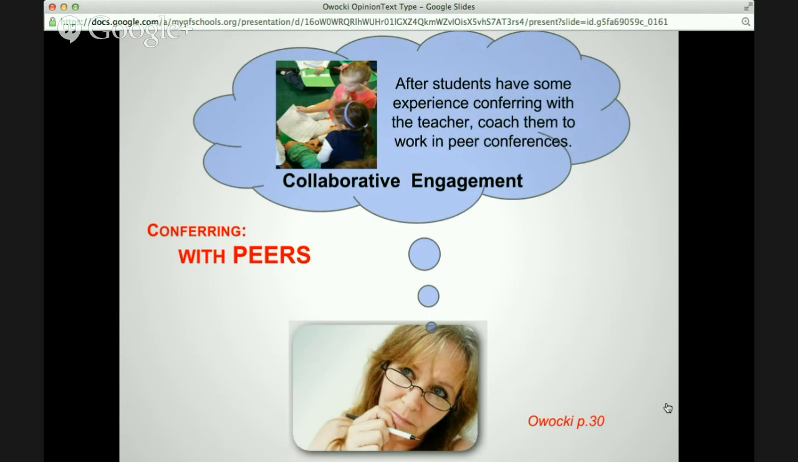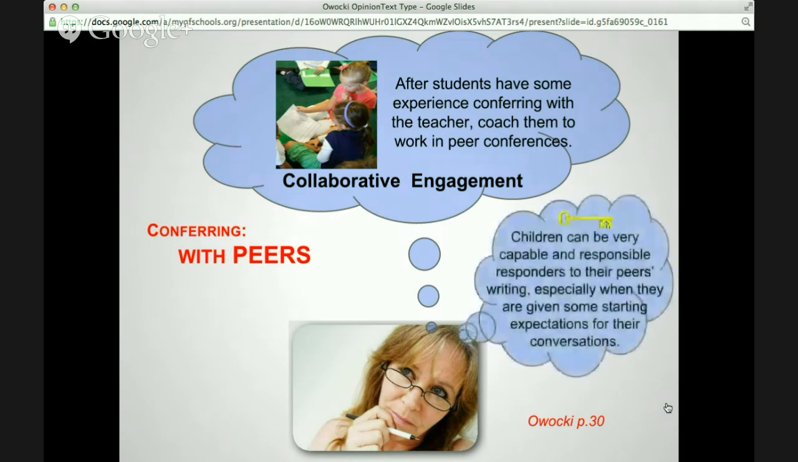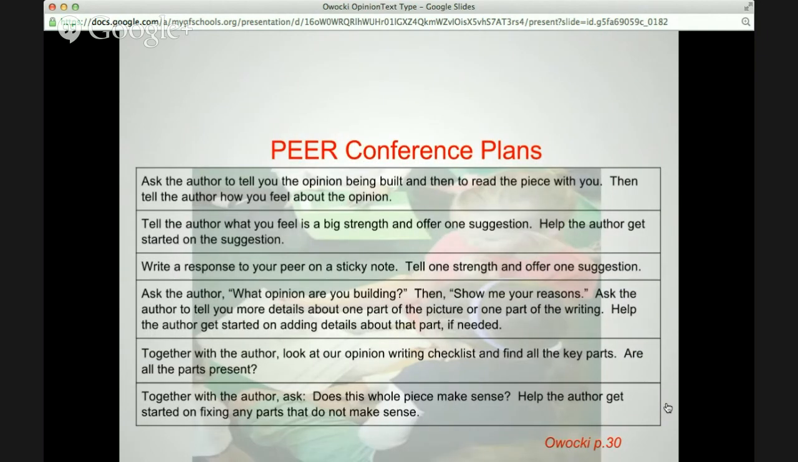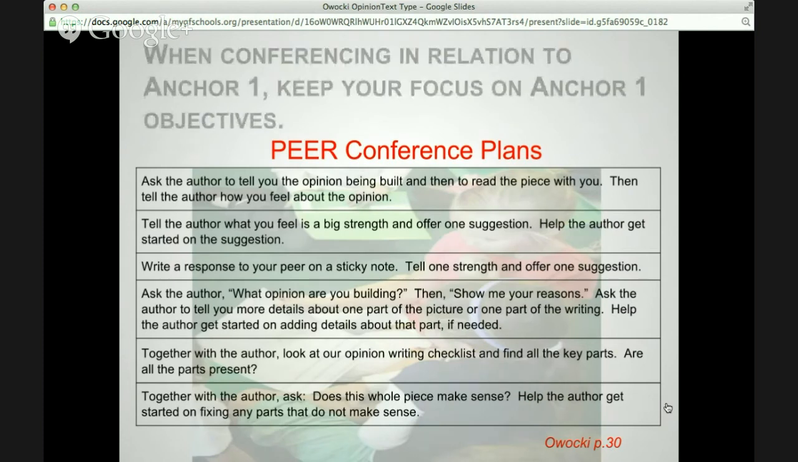We know that after you have done some good solid conferencing around anchor 1, then that becomes the expectation for conversation within the peer conferencing. And we know kids are very capable of responding to each other, especially when they've been given some starting expectation for their conversations. And you did that in your teacher conferencing. So again, for anchor number 1, here is a peer conference plan. I love it. It's specific to anchor 1.